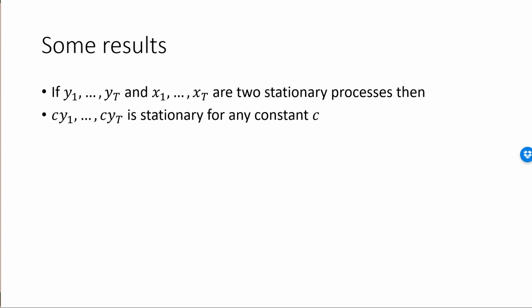Second, if I add two stationary time series together, the result will still be stationary. For example, if the y sequence is stationary with an expected value of 10 and the x sequence is stationary with an expected value of 5, then this new time series, which is the sum of the y and x, will be stationary with an expected value of 15.